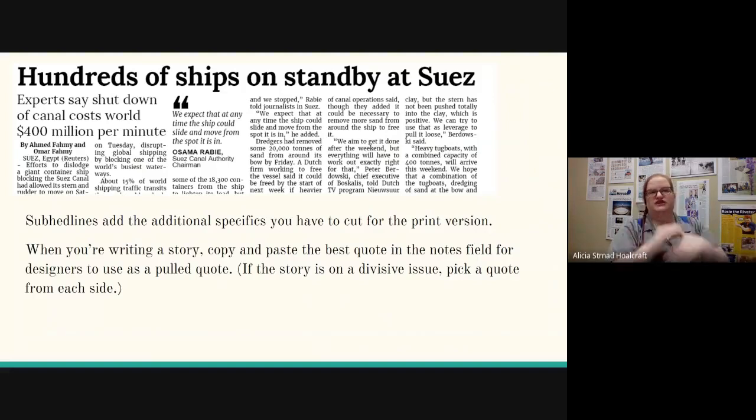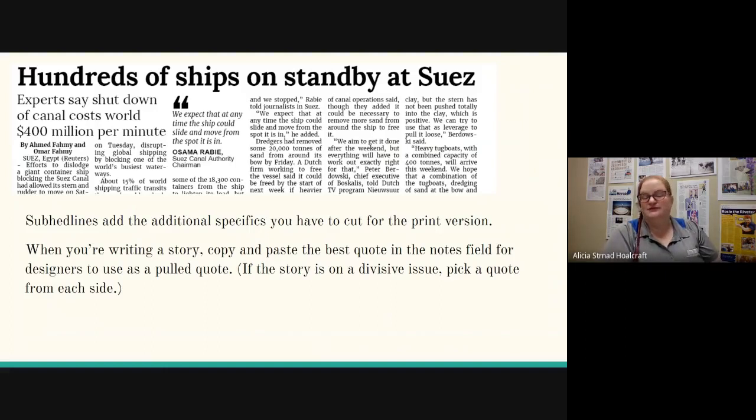So for this one, we picked hundreds of ships on standby and then added a subhead here with some additional things. Experts say the shutdown of the canal is costing the world $400 million per minute. And of course, that kind of number is going to grab people. Numbers in headlines, especially when it's a big number, staggering like that, $400 million a minute. I mean, most of us couldn't dream of that kind of money in 10 lifetimes. So to think of the fact that this is costing that much in a minute, that grabs people.